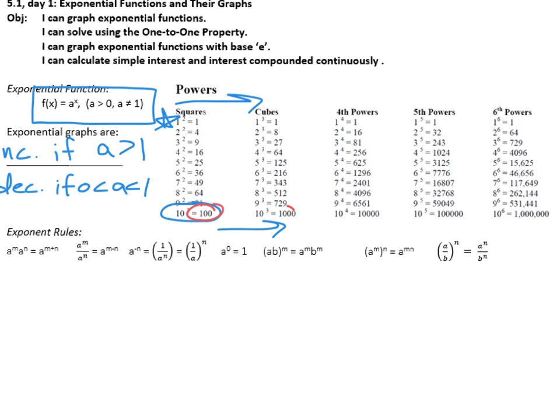10 squared is 100. 10 cubed is 1,000. 10 to the 4th is 10,000. 10 to the 5th, 100,000. If the number that was the base, in this case 10, was between 0 and 1, you would see those numbers get smaller as we make the power higher. But that's not happening because a is 10, not between 0 and 1.